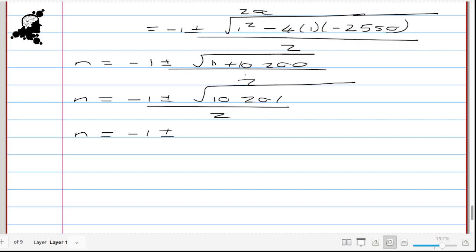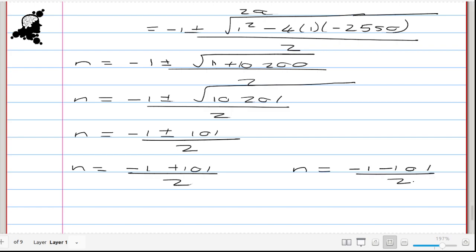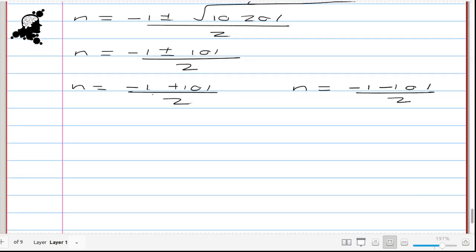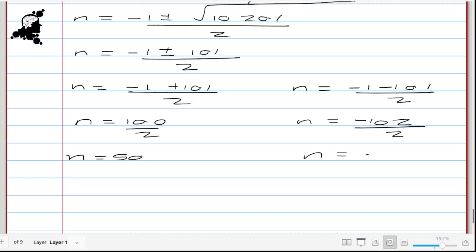This is going to give us 101. Life is great. So this is 101 divided by 2. Now I can separate them. So n is equal to negative 1 plus 101 over 2. n is equal to negative 1 minus 101 divided by 2. On the one side, n is equal to 100 divided by 2, so n is equal to 50. Life is great. On the other end, that's going to give me negative 102 divided by 2, which gives us n as negative 51.